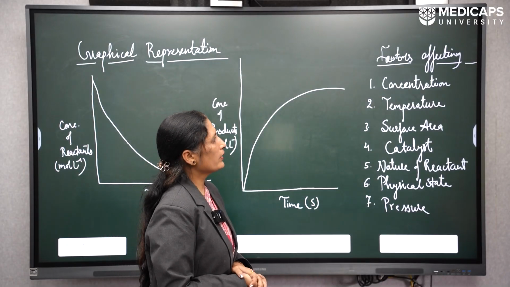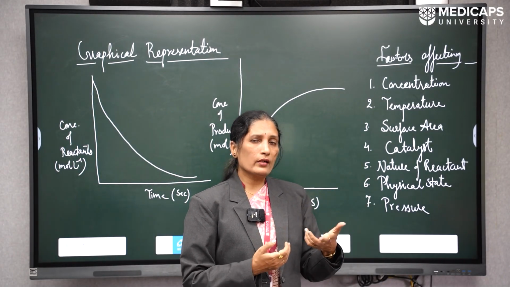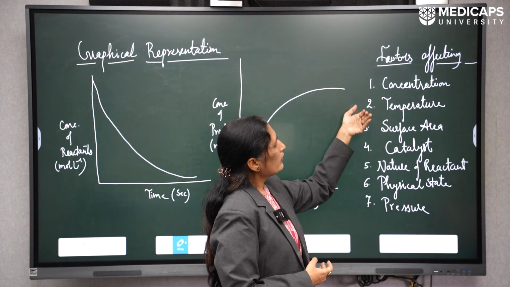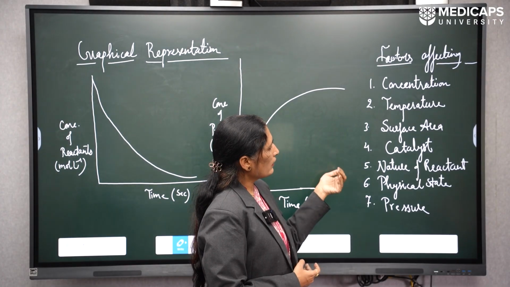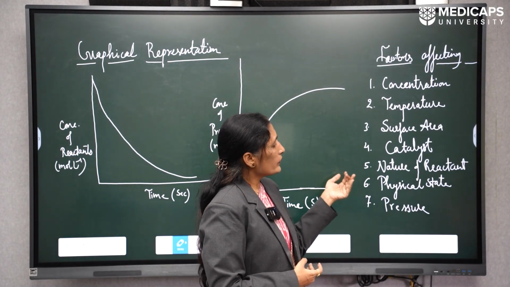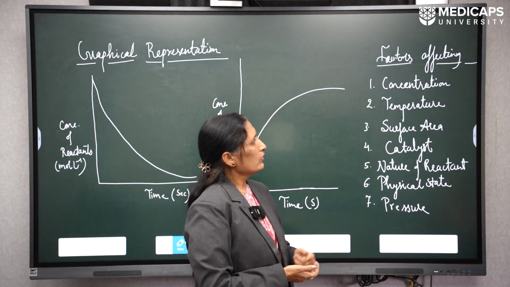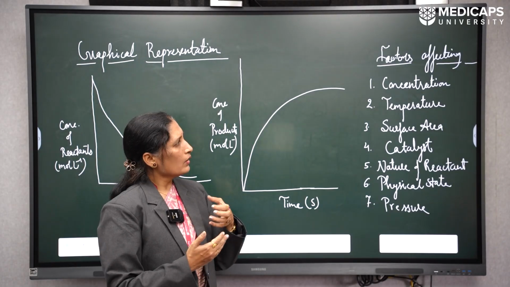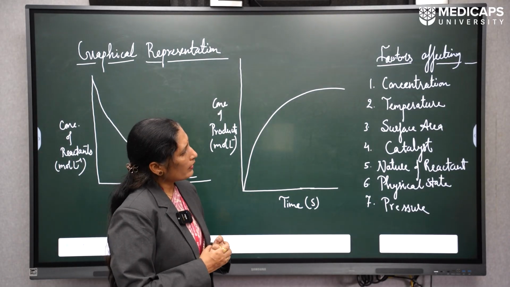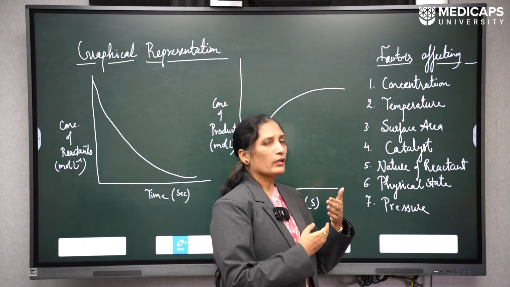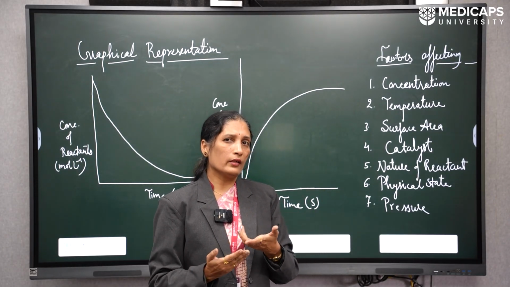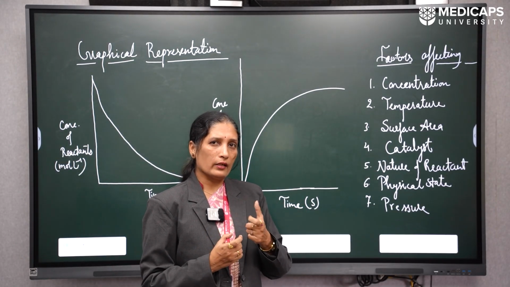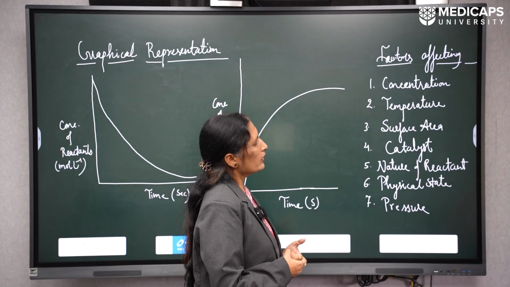Now, the factors affecting the rate of reaction. There are many factors which can affect the rate of reaction, such as concentration, temperature, surface area, catalyst, nature of reactant, physical state and pressure. First of all, concentration. As the concentration of reactant increases, the rate of reaction increases. Next factor is the temperature. As the temperature increases, the rate of reaction also increases. Why does it increase? Because on increasing the temperature, the kinetic energy of the molecules increases. So, that is why the rate of reaction increases.